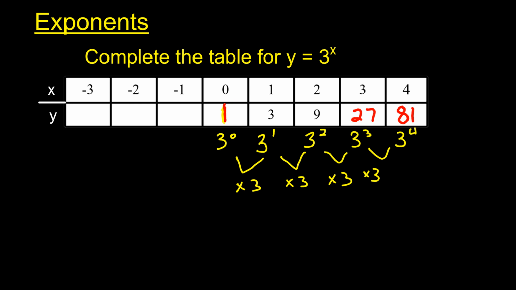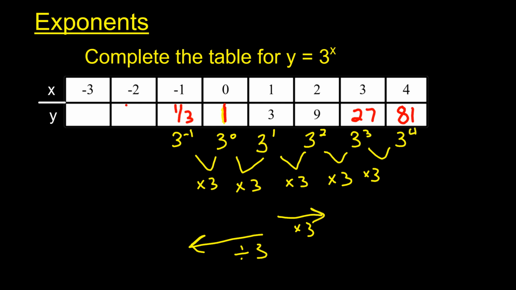And then if we do 3 to the negative 1, that means we're basically going to be dividing by 3. So every time you go to the left on this table, you're going to divide by 3. Every time you go to the right, you're going to be multiplying by 3. And so we're just going to keep dividing by 3 here. 1 divided by 3 is 1/3. And then we divide by 3 and we get 1/9. And divide by 3, we get 1/27. And so 3 to the negative 2 is 1/9. 3 to the negative 3 is 1/27.